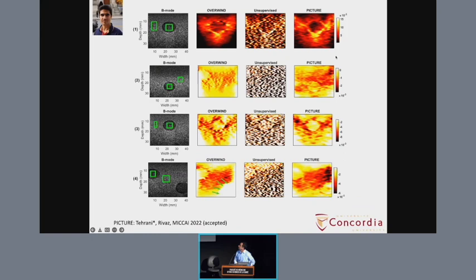And you can see that basically this lesion is much better visible in our method compared to the unsupervised method, which is another deep learning based method.